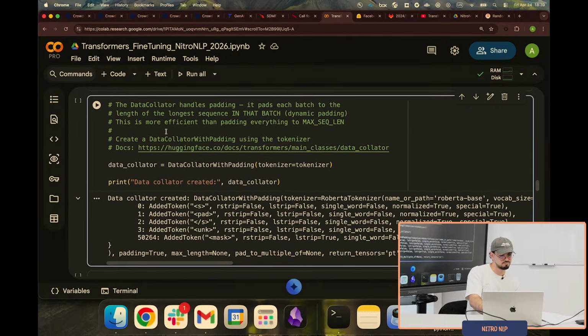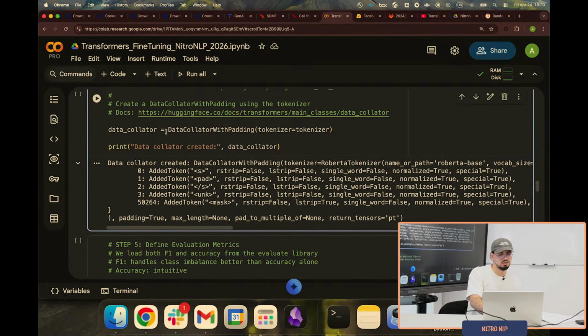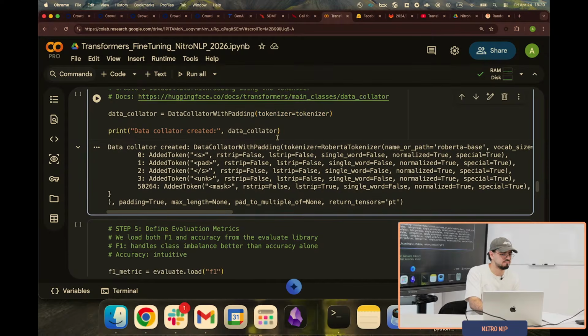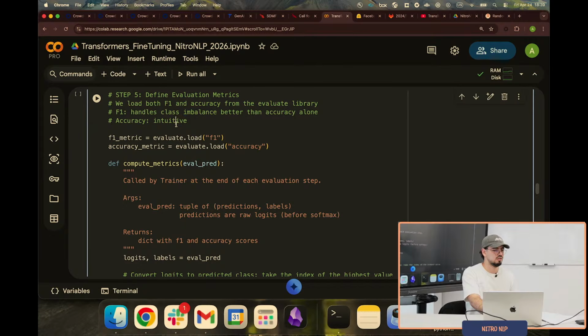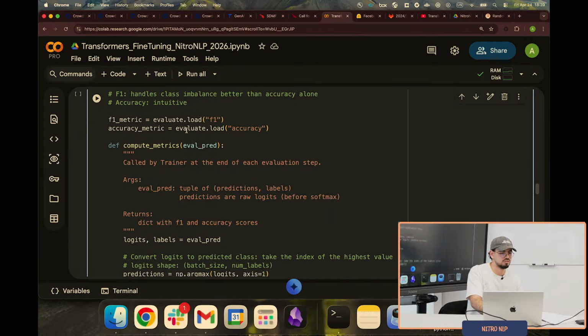It's a bit more efficient. All right, and you would declare it with DataCollatorWithPadding of tokenizer equals tokenizer. That's about it. Then we need to define our evaluation metrics, so what we're actually going to evaluate after we train and when we train. I used both F1 and accuracy to see the difference between them. As your colleague said, F1 would handle class imbalance, which is better than accuracy, and accuracy is an intuitive metric, the first that we think about.